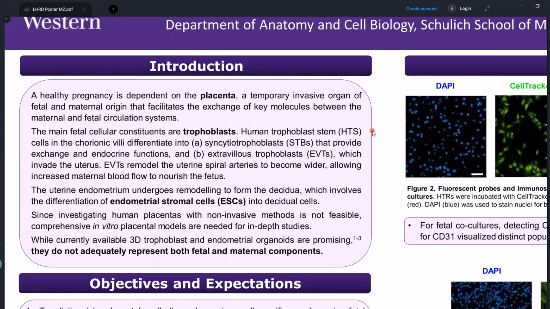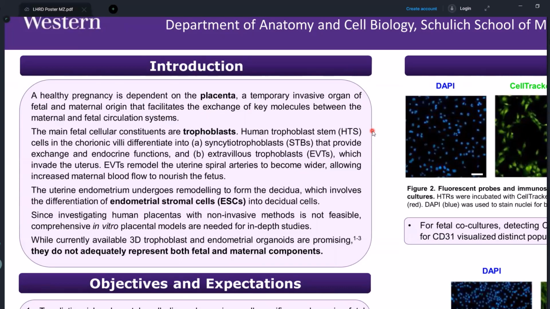Extravillous trophoblasts invade the uterus and remodel the uterine spiral arteries to become wider, which increases maternal blood flow to nourish the fetus with oxygen and nutrients. The uterine endometrium also undergoes remodeling to form the decidua, which involves the differentiation of endometrial stromal cells into decidual cells. While the placenta plays a critical role in determining pregnancy outcomes, investigating human placentas through non-invasive methods is not feasible.